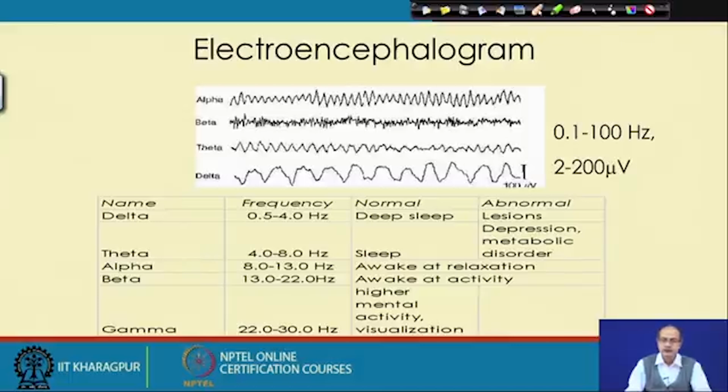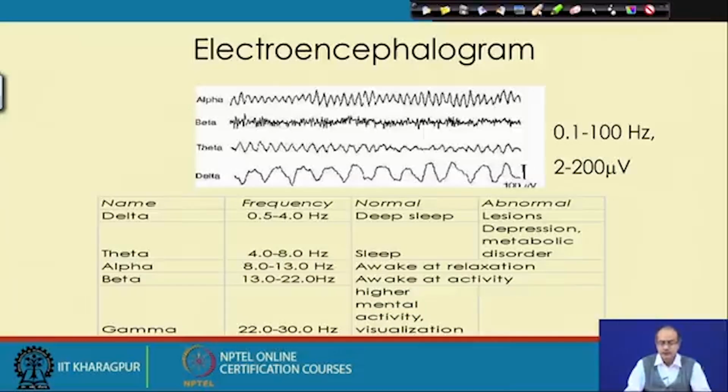Now, each of these waves, delta, theta, alpha, beta, gamma, is predominant in different kinds of normal conditions. Delta is common in deep sleep, and theta we get when people are sleeping, but not in deep sleep. In the normal awake condition, when people are relaxed and awake, we get alpha, and we get beta when the brain is active, and gamma is for higher mental activity, visualization. We are trying to conceptualize things in that kind of scenario.